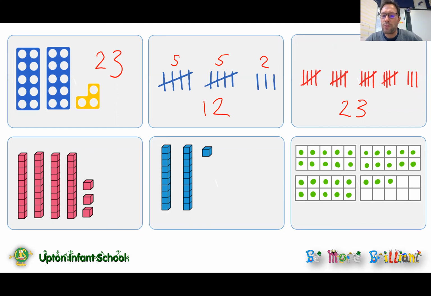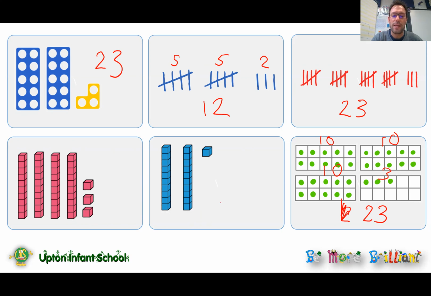Okay, now we'll go straight below. Underneath that, the green dots are on our 10 frames. And if we filled them up, that means we've got a complete 10. So I know we've got a 10 and a 10 and a 10 and a 3. So we've got 23. And if we move across to our Dienes cubes, our base 10 cubes, those long rods are 10.